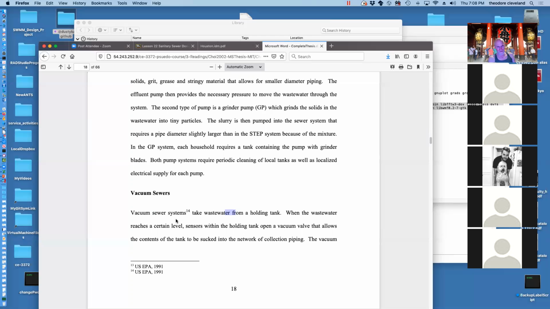But that is an extreme analog to a vacuum sewer system. Another example of a vacuum sewer system is the Hyperloop.